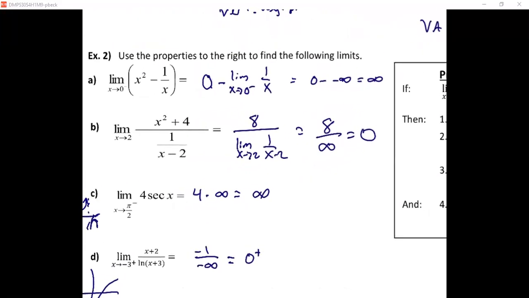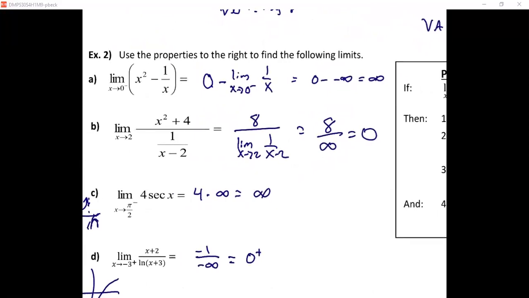So in the first example, if I plug in 0, I will get 0 minus 1 over 0. So this 1 over 0, because it's a negative 0, negative zeros I realize don't exist, but 0 minus negative infinity is what our result's going to be. Therefore, 0 minus negative infinity is infinity.